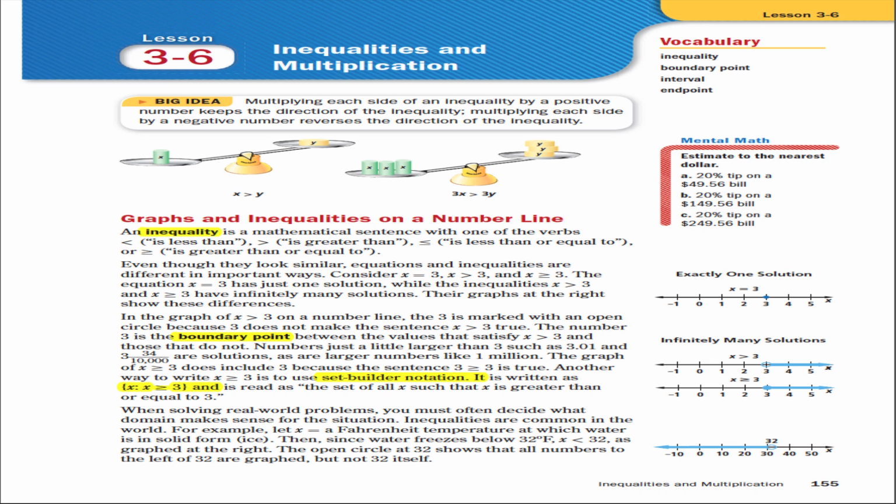The next one down shows us x is greater than or equal to 3. You'll notice that that circle has now been filled in. It's a dot. That's because 3 is part of the solution. So it's included. By filling that in, we say 3 and everything greater than 3 is a possible solution to this inequality.